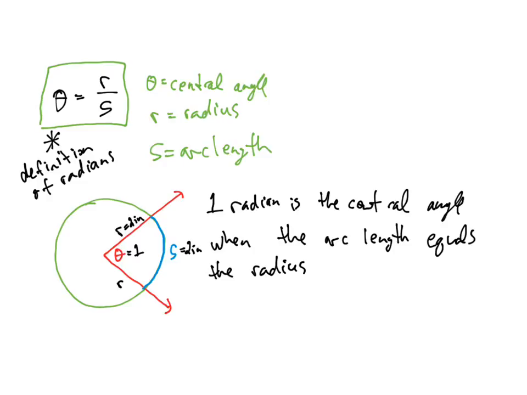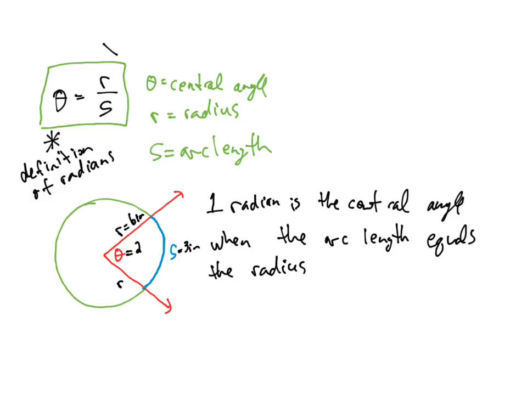Now let's change this up a little bit. Let's back up a little. Now let's suppose this arc length is equal to 3 inches. Again, for this central angle to have a measurement of 1 radian, this radius must also equal 3 inches. Now suppose that arc length is still 3 inches, but the radius is 6 inches. If this is going to be 6 inches, well, now the central angle no longer has a measurement of 1 radian. Now it's going to have a measurement of 2 radians.